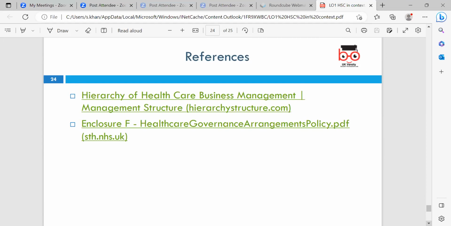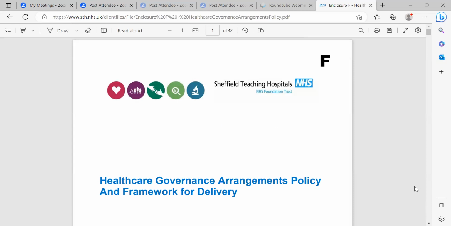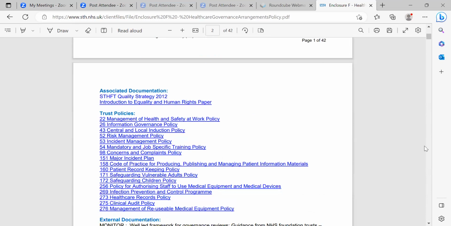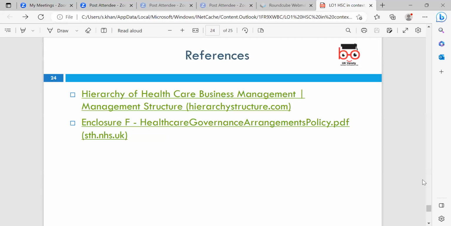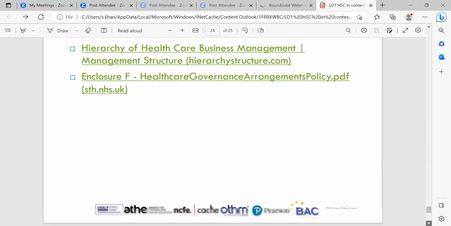These are some of the sources that we've used today, which is the hierarchy of healthcare business management, and the link is there. You could click on that and it would go straight to it, and it's hierarchystructure.com. And then the enclosure F, which was a healthcare governance arrangement policy. It's a PDF document, and I'll link that for you, and it would take you straight to the NHS, and it would look at the healthcare governance arrangement policy and the framework of the NHS. So it's quite a lengthy document, 42 pages, and you could read that and identify some issues from that in regards to the NHS. So these are the references that we've used.